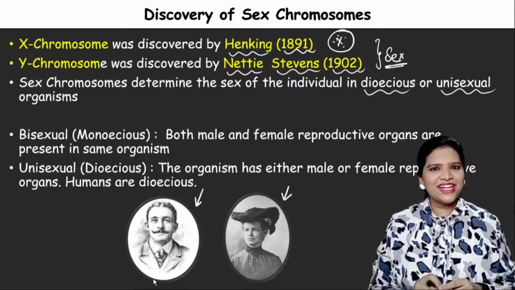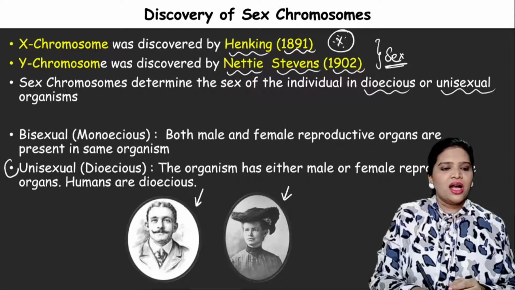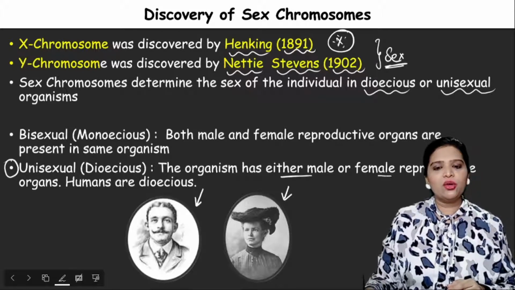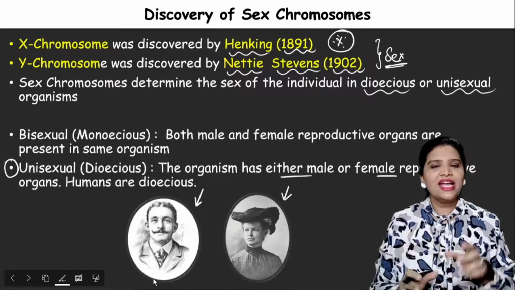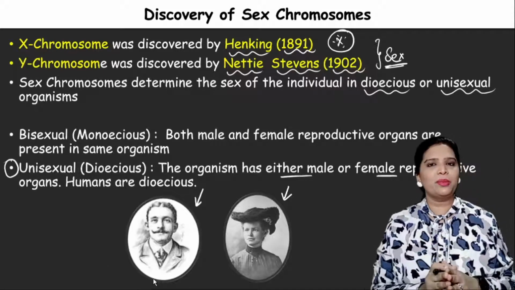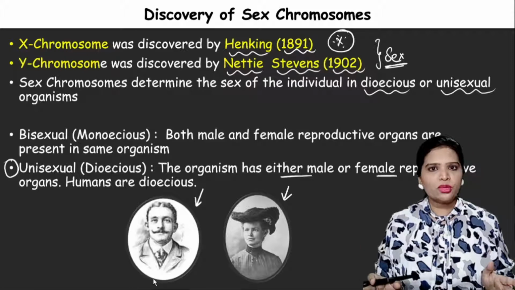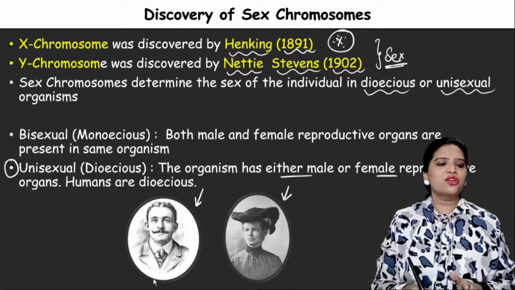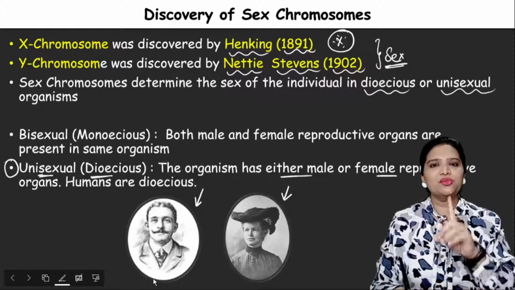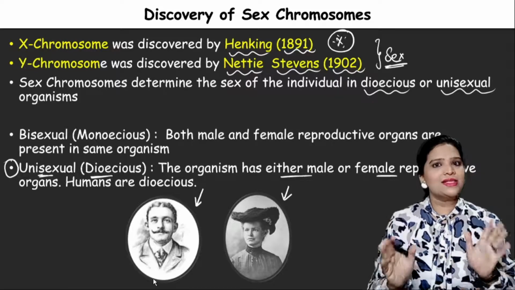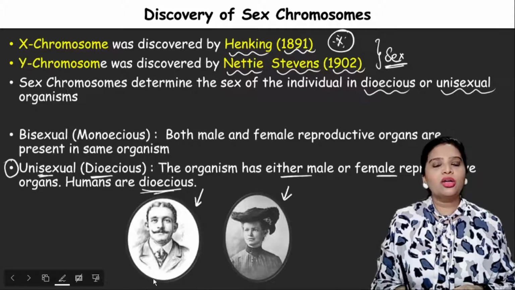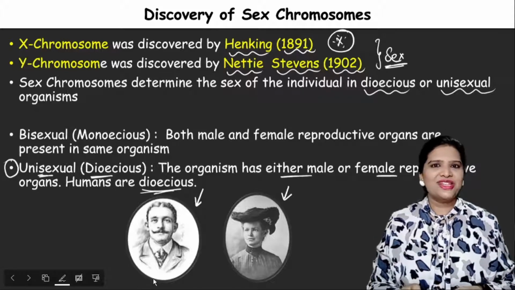So what are dioecious organisms? Dioecious means the organism has either male or female reproductive organs. These organisms have either a male sex organ or a female sex organ. They can't have both. Such organisms are called dioecious or, in another way, unisexual. That means only one sexual characteristic is present. For example, mammals and human beings, we all are dioecious or unisexual.